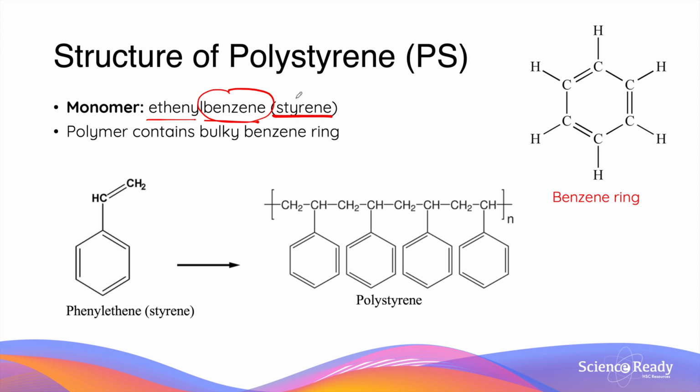So a styrene monomer is a 2-carbon alkene whereby one of the carbons is attached to a benzene ring over here. Polystyrene is a polymer that contains multiple of these benzene rings, which are very, very bulky in structure. This is something that you need to definitely remember. It is very bulky in structure.